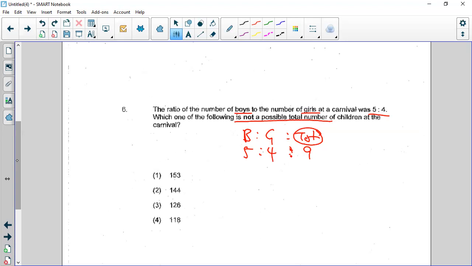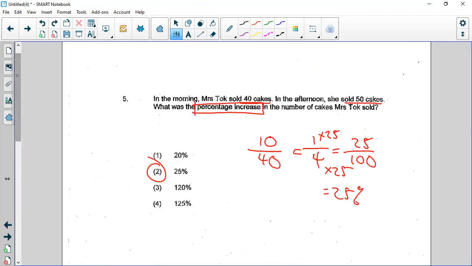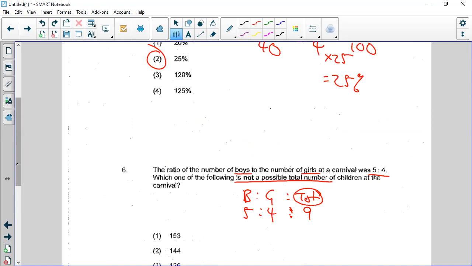I'm not done copying question 5. Okay, maybe later you stay behind. Stay behind, Ken. Okay, let's quickly go back to question 5. Hurry. Okay, percentage increase. Must know how to get the percentage increase. Okay, all right.